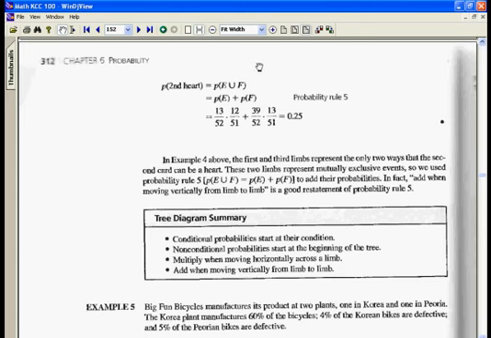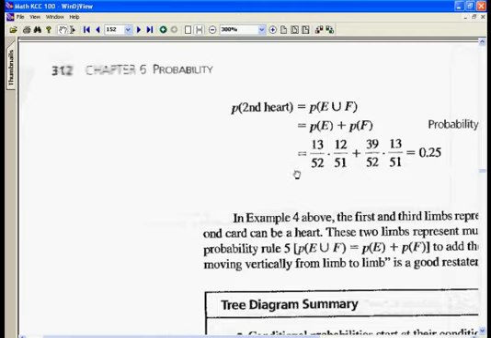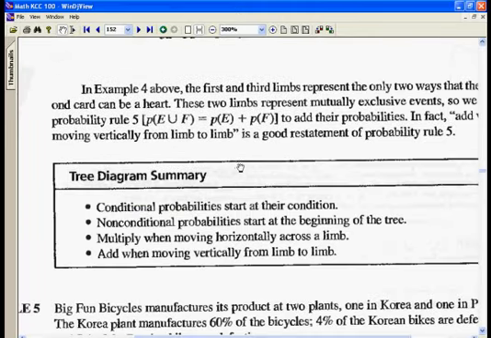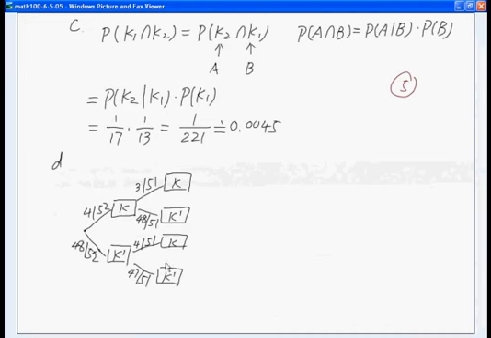After we talk about problem 12, let's look at page 312. Let's look at the tree diagram summary on how to use the tree diagram. It says conditional probabilities start at their condition. Let's look at the tree diagram in problem 12. So this conditional probability starts at its condition.